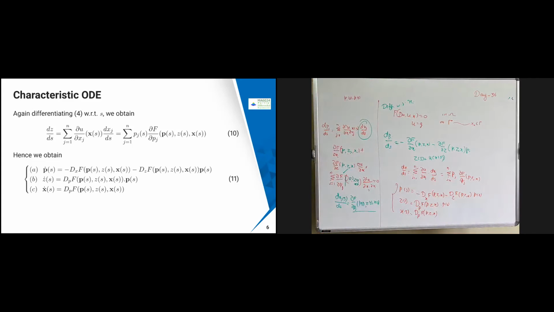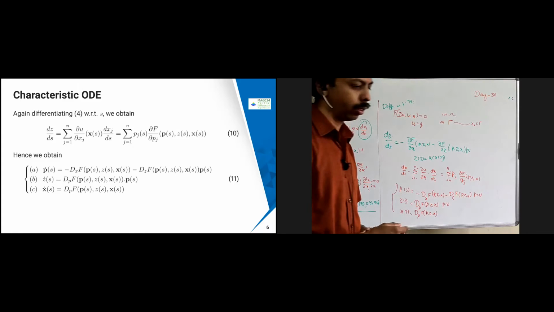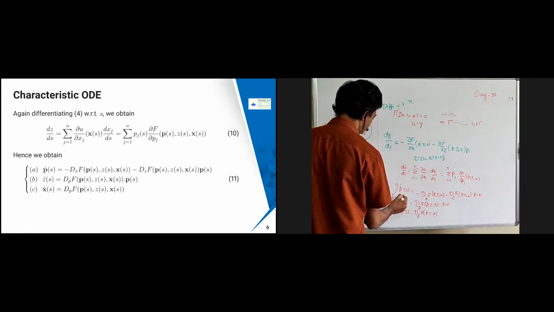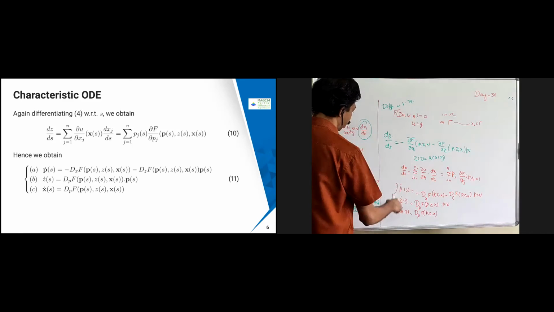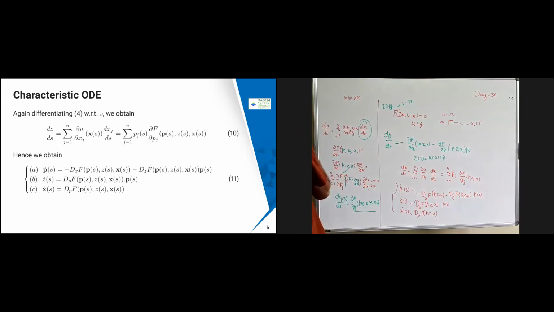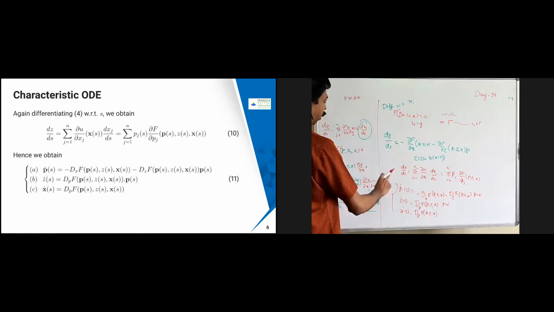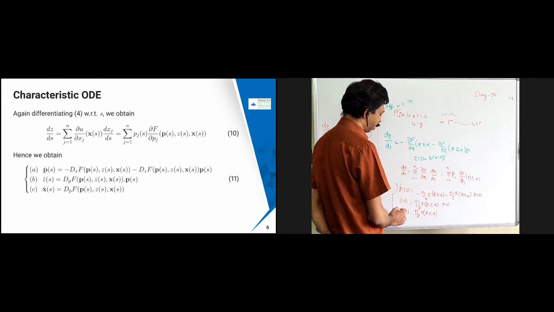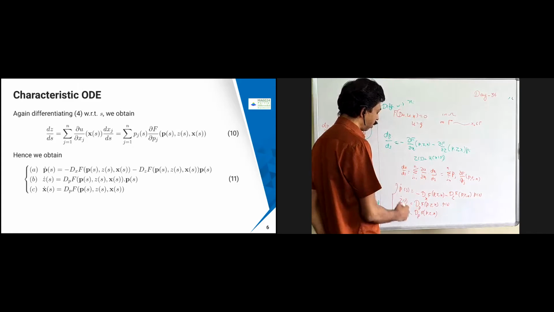These three equations are called characteristic ODE. I forgot to put the dot over here, so everywhere it is dz by ds, dx by ds, or dp by ds. So p dot of s equals minus dx of f of p comma z comma x minus dz of f into p, and z dot of s is this. You can see that this is the ODE because dp by ds, dz by ds and dx by ds are there. So this is our system of ODE.